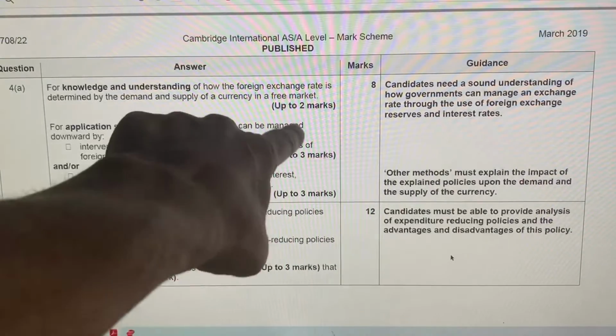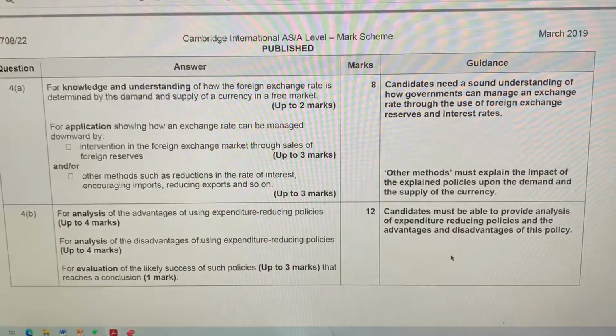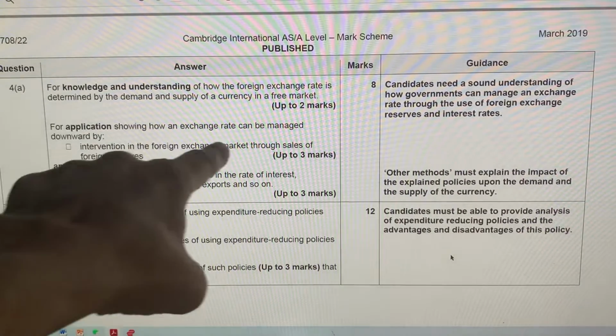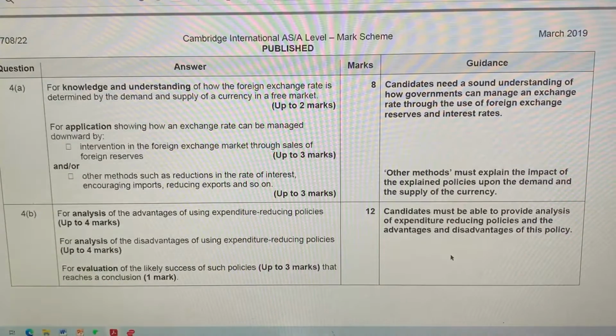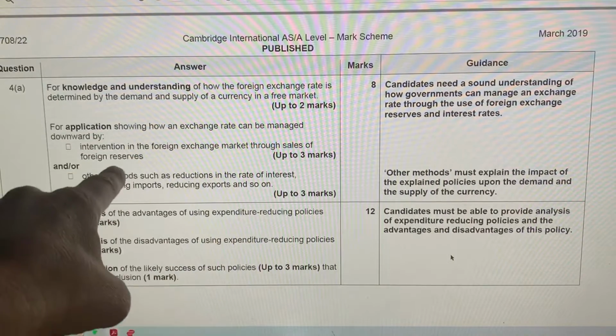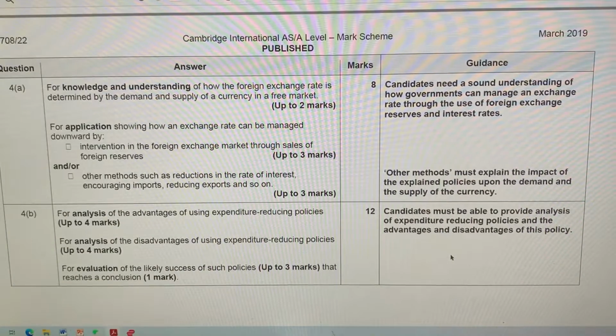And first they give you 2 marks for knowledge and understanding of how the foreign exchange rate is determined. I think I gave them that. For application, showing how an exchange rate can be managed downward by intervention in the foreign exchange market through sales of foreign reserves. Yes, I believe I explained that.